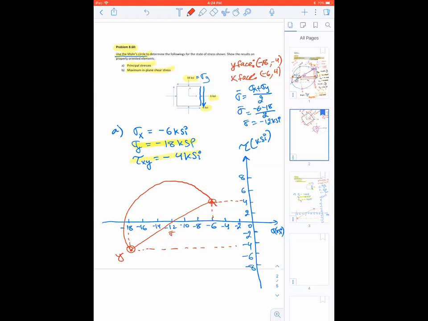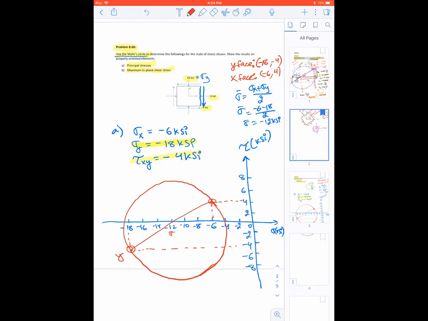I just don't want to draw something like this, the circle. So you're going to get something like this. Now, where is your sigma 1 and sigma 2?